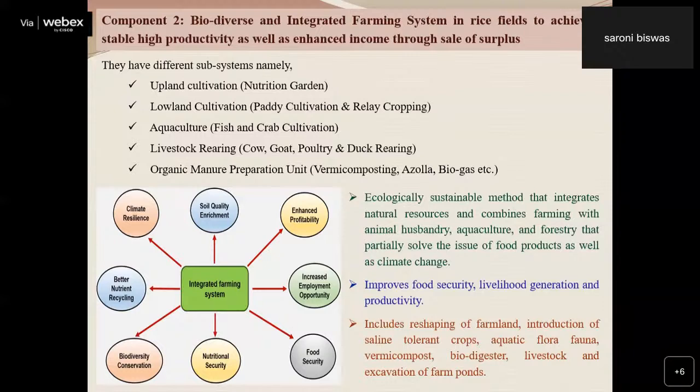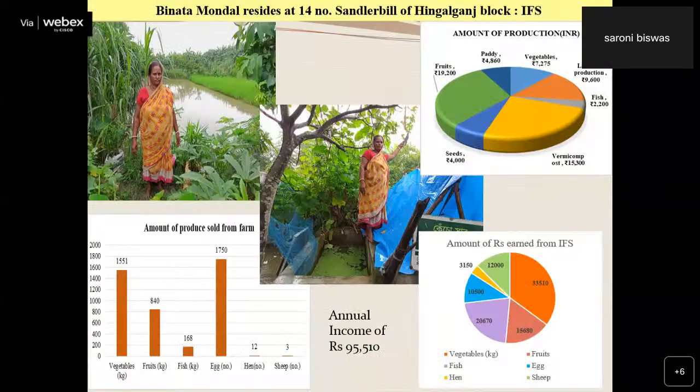Therefore, it is also known as the ecologically sustainable method that integrates the different components of natural resources, and it also includes the shaping of farmland and introduction of different indigenous crop varieties, saline tolerant crops, and a number of things. Now in this case study also, you see this lady has transformed her cultivated land into an IFS, and in terms of money, from fruits she is getting 19,000, from vermicompost itself she is getting 15,000, and like that, her annual income was enhanced, and her income was just doubled after transforming her land to the IFS model.